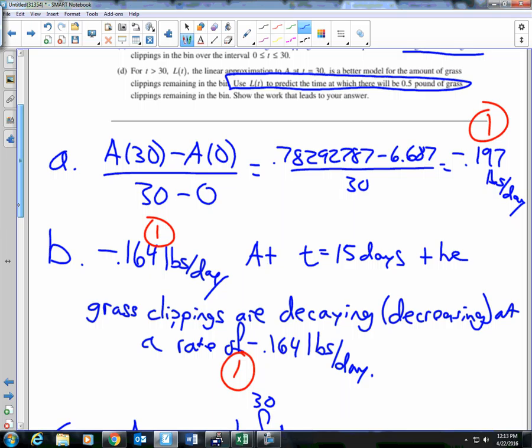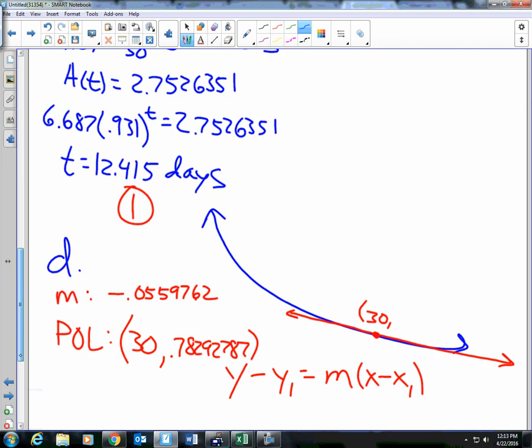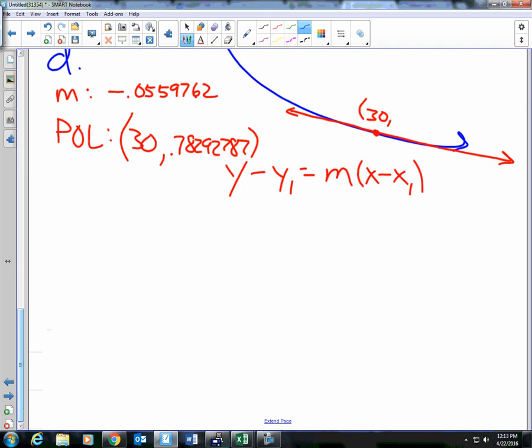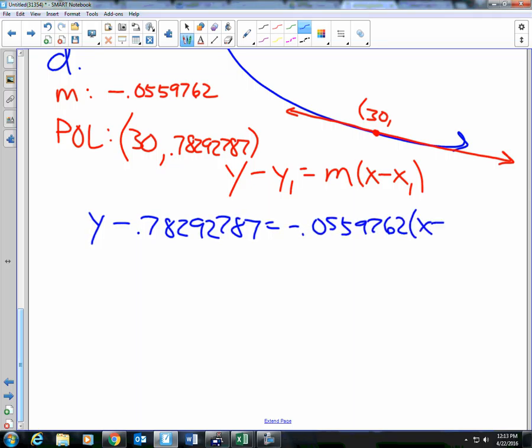Y is the amount, x is the time. So we're going to take that 0.5 and simply plug it in for y. So as you look here, we have y minus y1, 0.782927787, is equal to negative 0.0559762 times x minus 30.